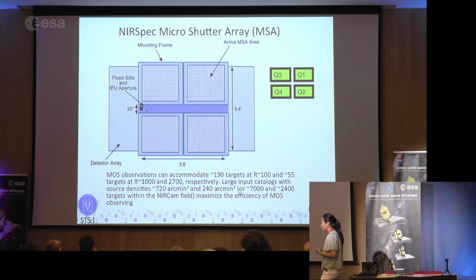So I think it's important to highlight that in order to use the MOS mode as efficiently as possible, it's useful to have very large input catalogs with source densities on the order of 720 per square arcminute and 240 per square arcminute. Again, just to maximize, to ensure that you have enough sources to disperse in every row of the MSA.